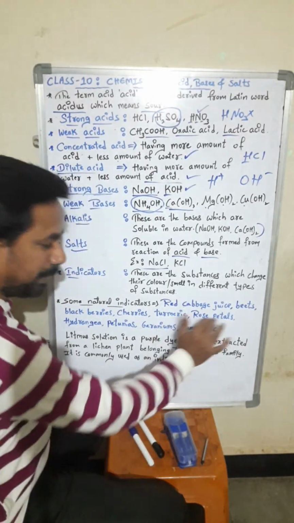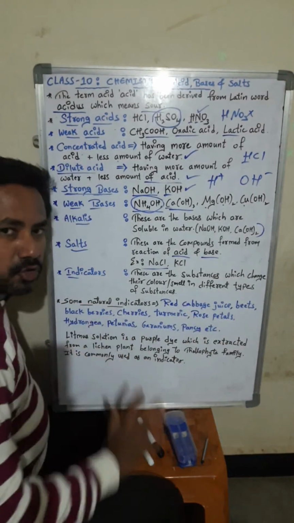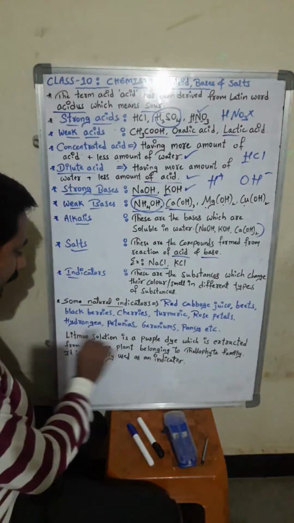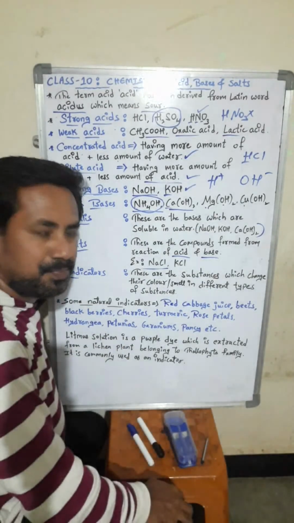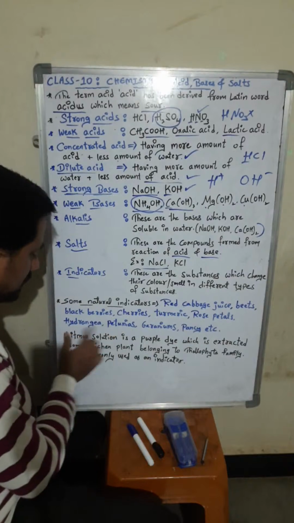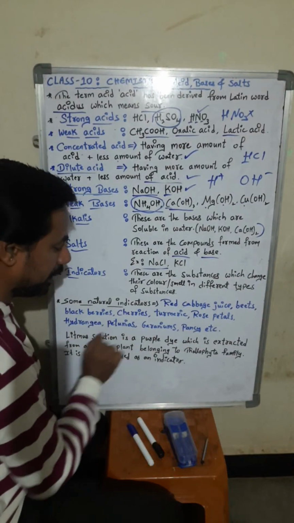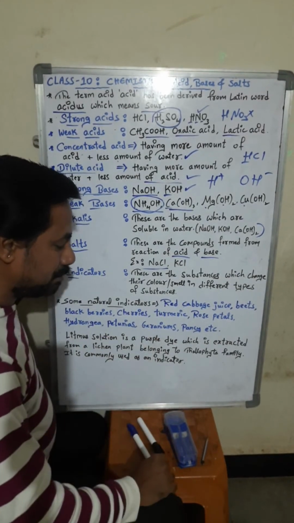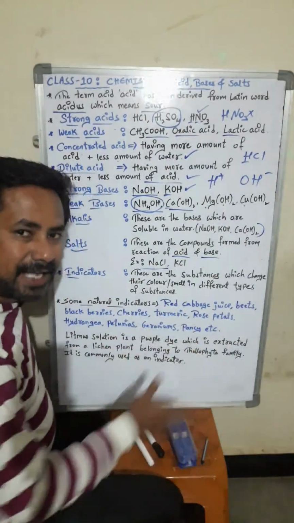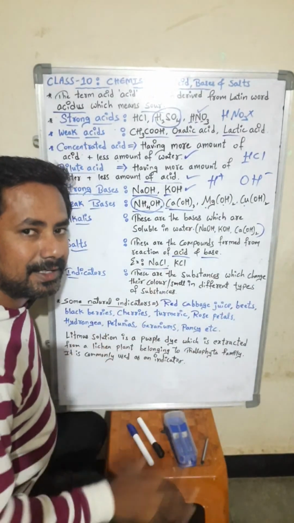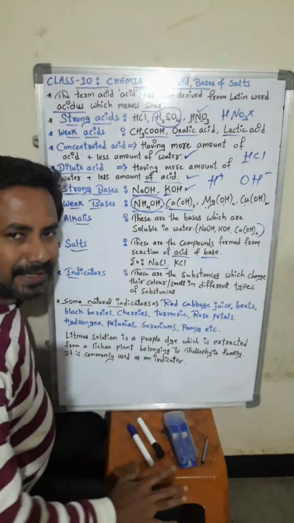Rose petals. Different colors of rose are available. Rose petals we can use as natural indicators. Hydrangea, petunias, geraniums, pansy. These are all flowers, students. With the help of these we can prepare natural indicators. Still, so many are there.